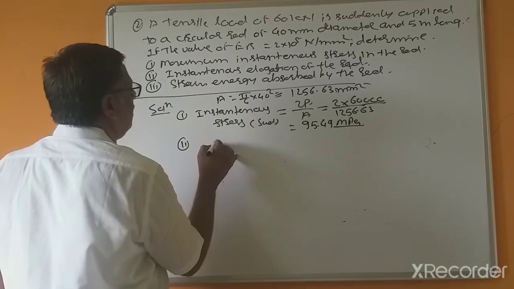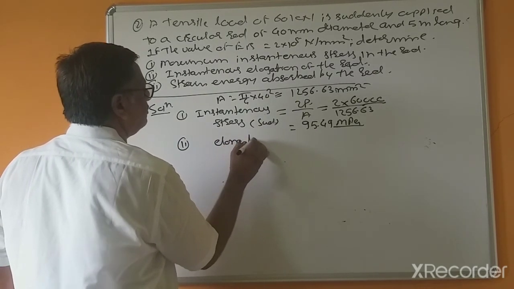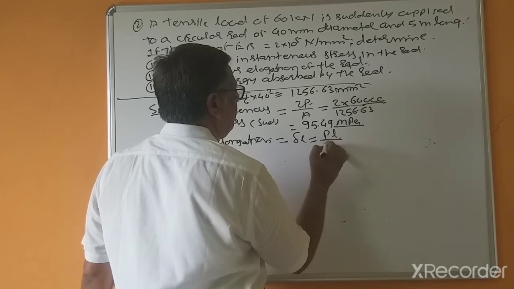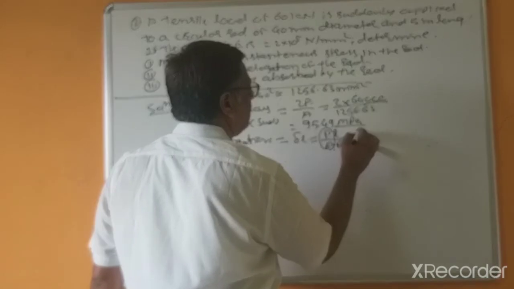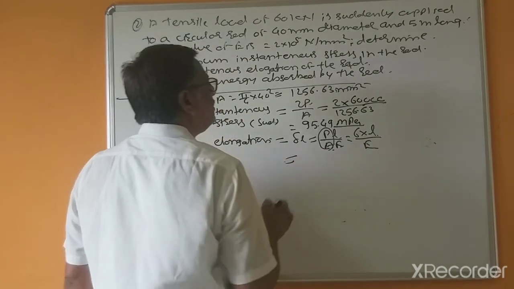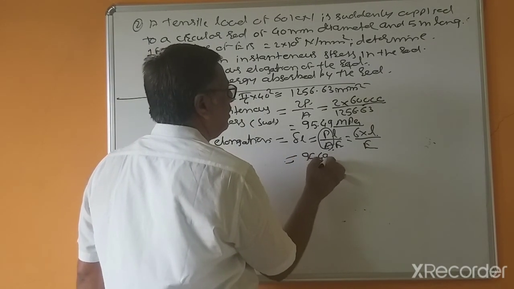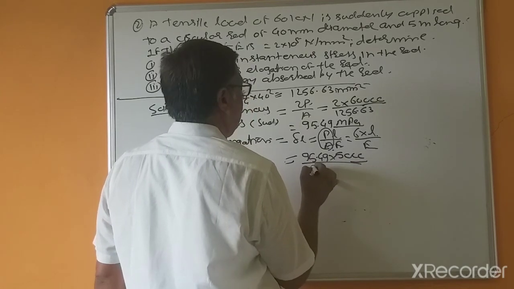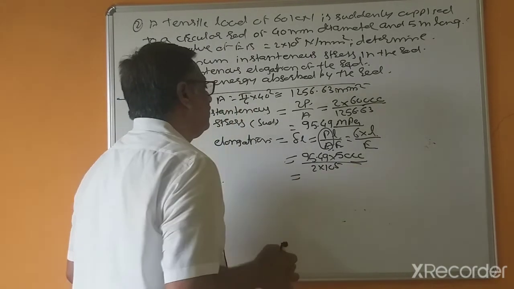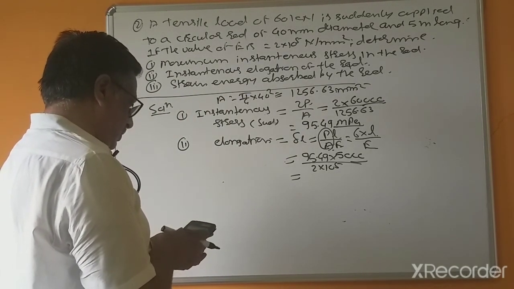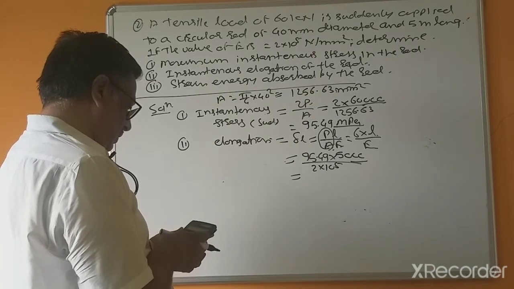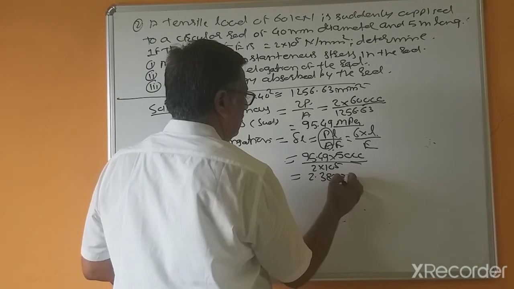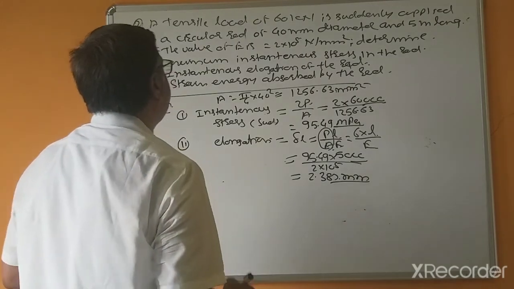Second, elongation. Delta L equals the basic formula PL divided by AE, which is nothing but stress times L divided by E. Stress equals 95.49, length equals 5 meters, so that is 5000 mm, and E is 2 into 10 to the power 5. This is 2.387 mm.